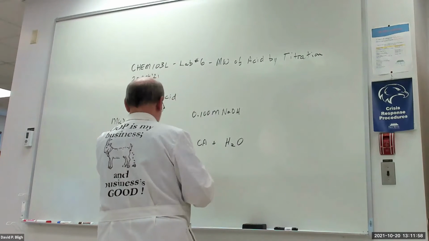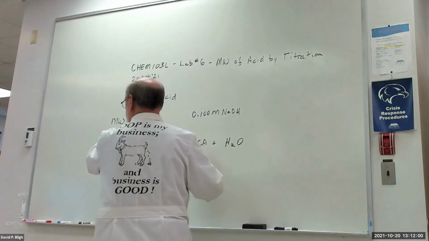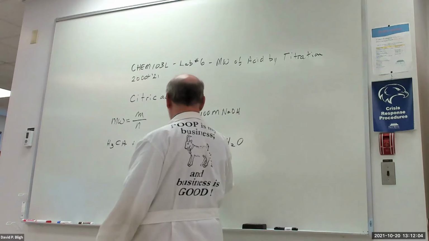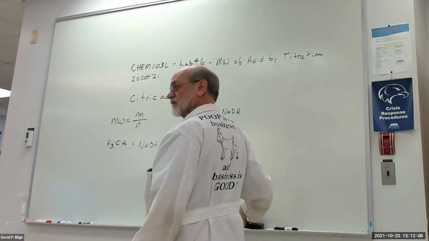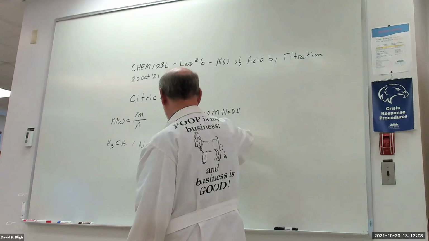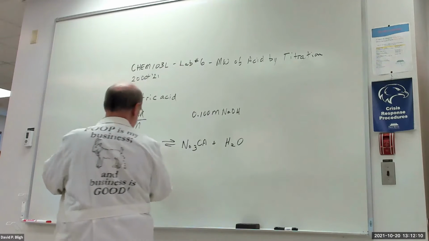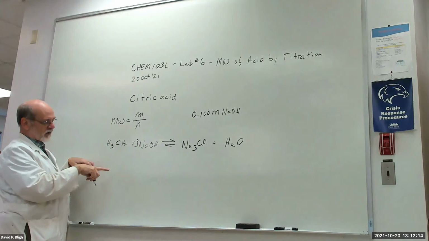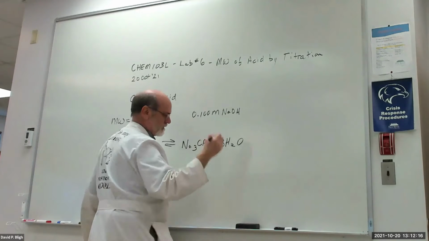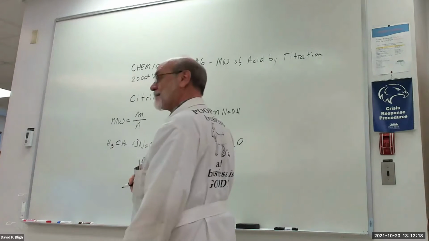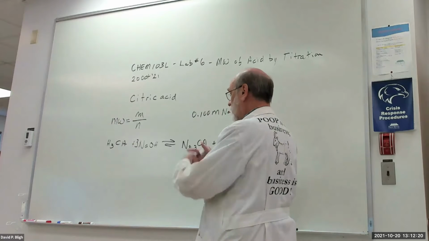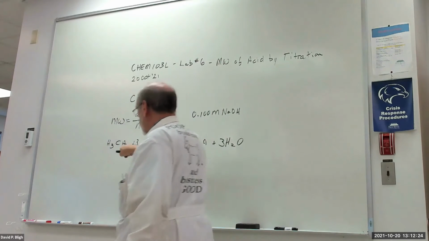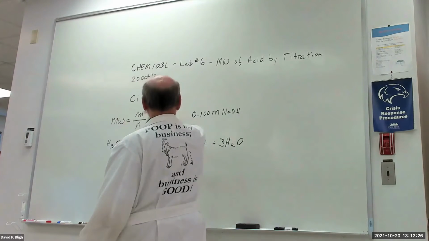We've got citric acid here. If it loses 3 positives, that means it's going to be a 3 minus, right? So that means it needs 3 sodiums to balance the charge. Now we can balance here. So we need 3 of these. And we're going to need 3 of these. Okay? So we don't even have to know what the formula is for citric acid. All we need to know is how many of those are there because of the method we're using.